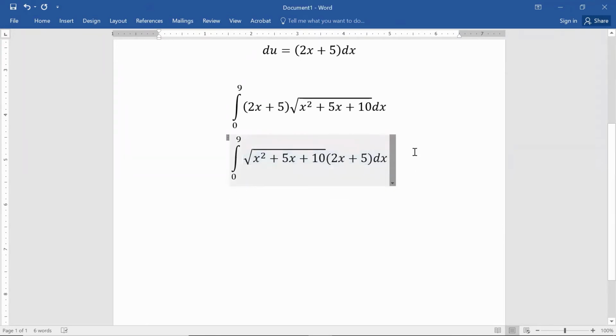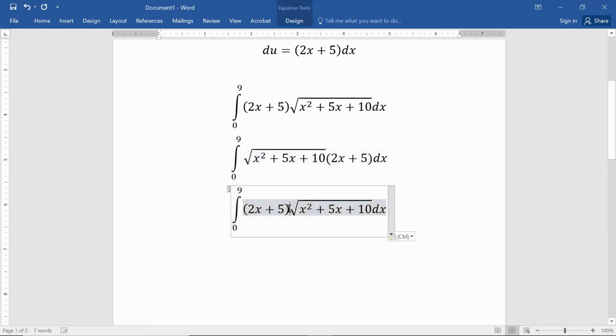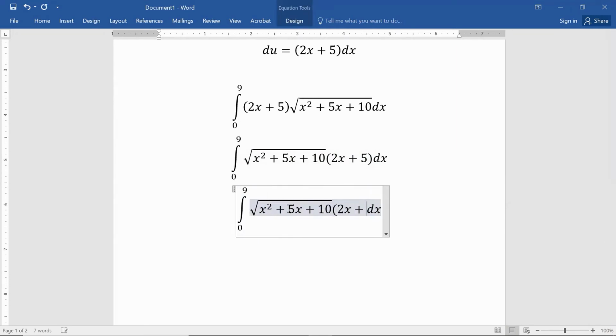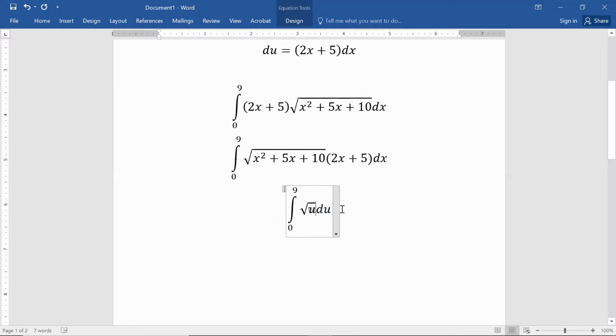And then what I'm going to do is replace that 2x plus 5 times dx. That can all get replaced with a du. And the square root of the polynomial is just the square root of u.